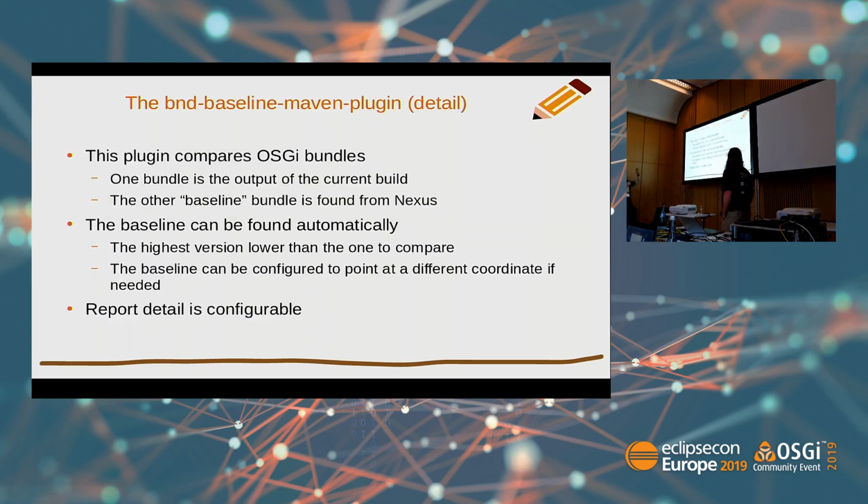So, a really important thing to be aware of is that you do need a baseline bundle to baseline against. By default, it will look for a bundle that has the same group ID and artifact ID as you, and that has a version lower than yours. And it will pick the highest version thing that it can find that has a lower version than you do. And it will assume that that is the previous thing that's been released, and that it's going to need to do a diff against the API with you.